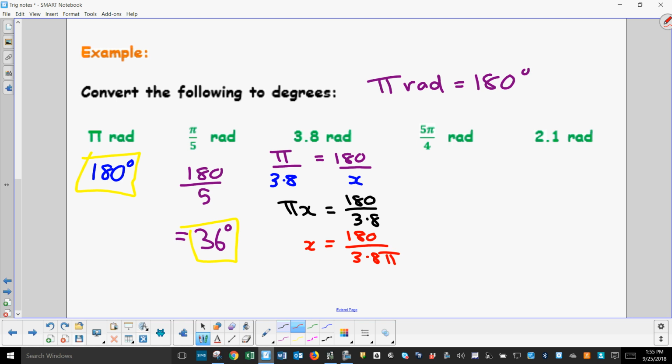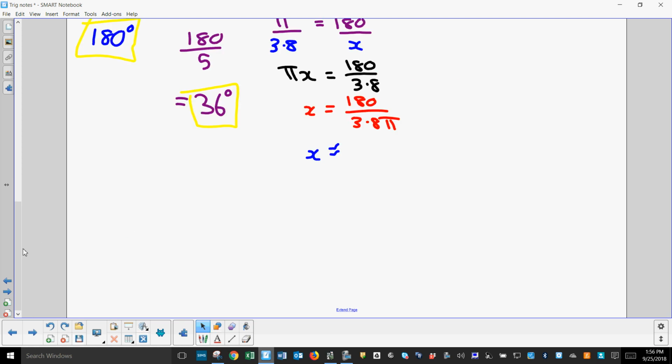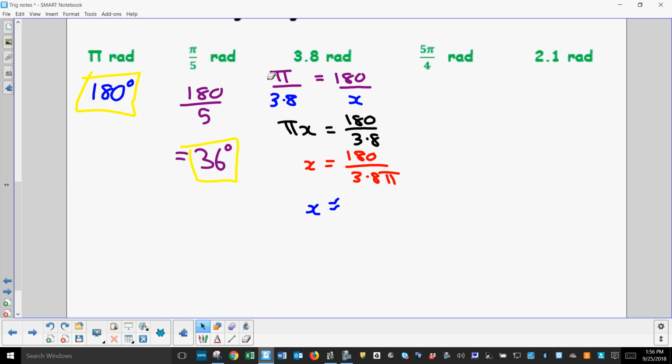Wait, why did you do 180 divided by 3.8? Isn't it multiply, to solve for x? Wait, because you're cross multiplying, right? Yeah. Hang on, did I do something wrong? That's it, multiply. Pi times x. Oh, sorry, yeah, totally right. Sorry about that. That's awkward. Glad you are on the ball.